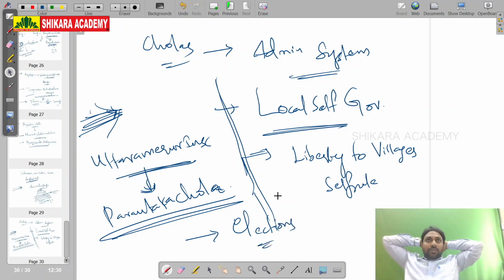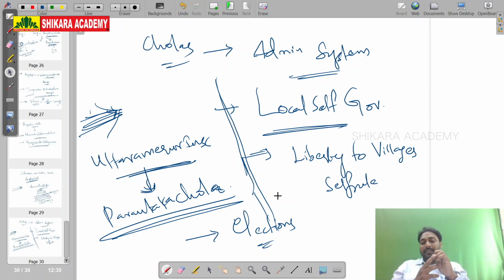Remember, guys, in the Chola administrative system, local self-government has been given utmost importance. Every village man can elect their own village panchayat head. The right has been given to the people. This is the beginning of democracy in India. Okay, this is what is mentioned in the Uttara Merur inscription.